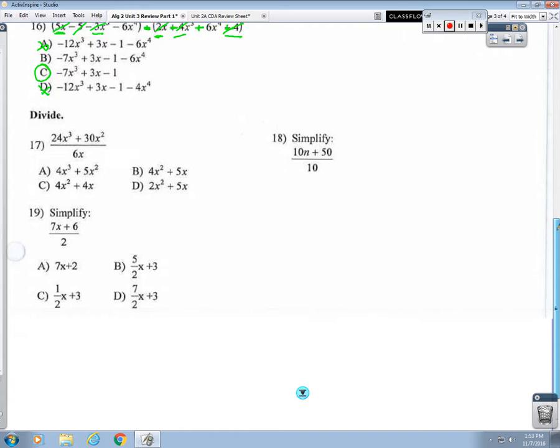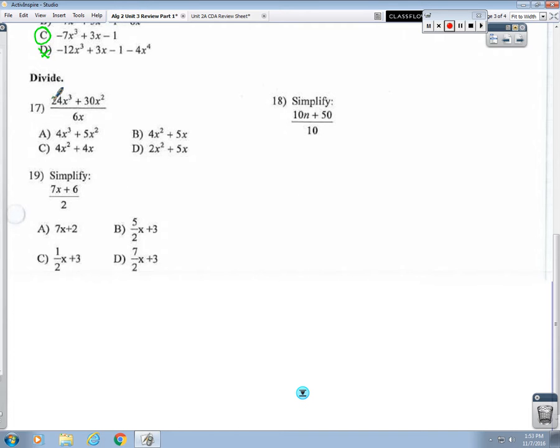Okay, number 17. They want you to reduce. What's 24 divided by 6? 4. What's x cubed divided by x to the 1st? X squared. Because remember, when dividing variables, you subtract the exponents. 3 minus 1 is 2. Now over here, what's 30 divided by 6? And what's x squared divided by x to the 1st? X. So we're looking for 4x squared plus 5x, which is B.